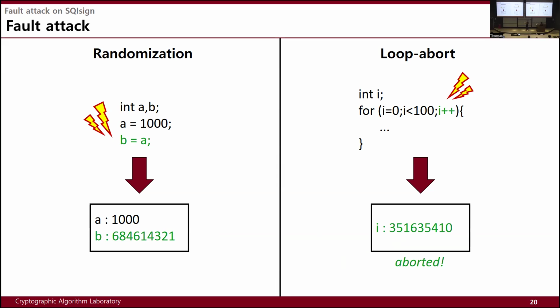And loopabort is similar. The attacker injects a fault into the iterator of the for loop, making it a random number. Then with high probability, the faulty iterator doesn't satisfy the for loop's condition and it aborts. This is the loopabort vulnerability.